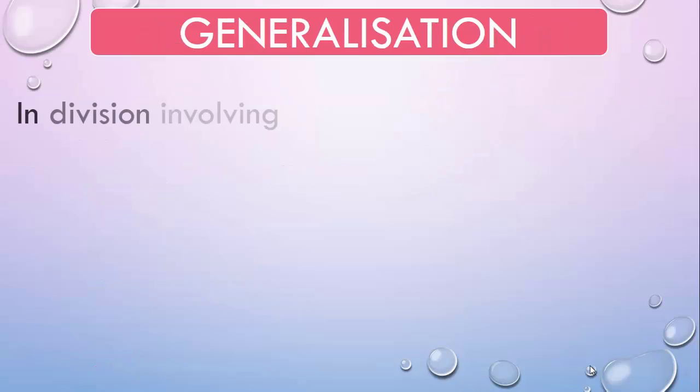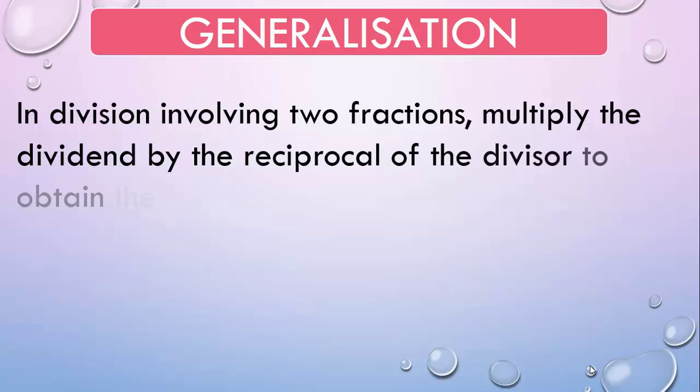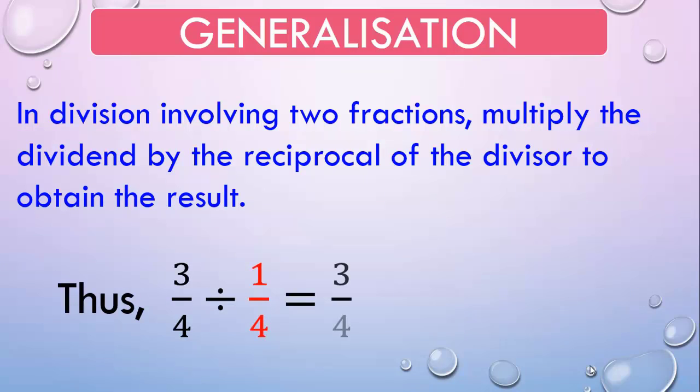Generalization. In division involving two fractions, multiply the dividend by the reciprocal of the divisor to obtain the result. Thus, 3/4 divided by 1/4 is equal to 3/4 multiplied by 4/1, which should simplify to the answer 3.